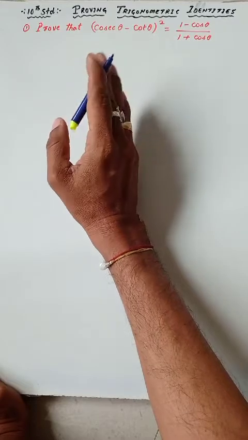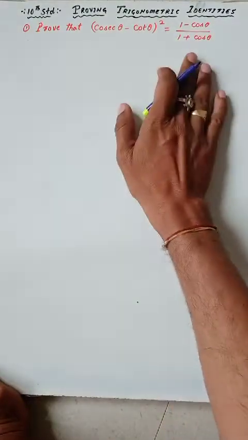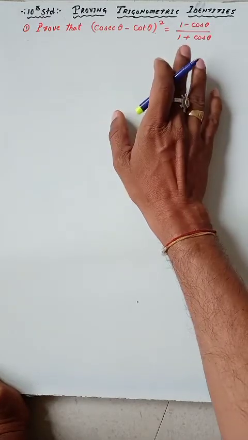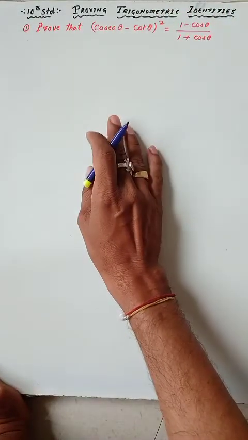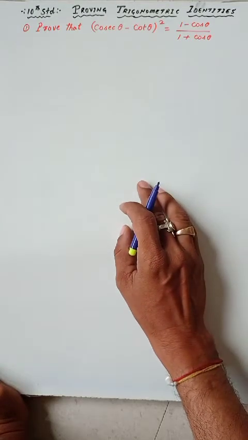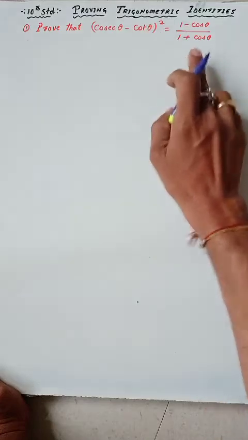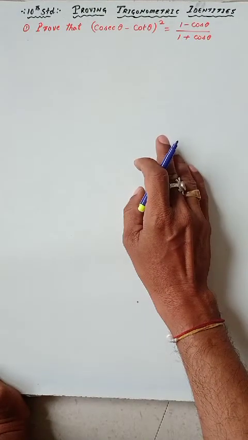We cannot have the idea directly. You just have to look over the LHS and RHS. Okay, we have to prove by taking LHS or RHS into LHS here. Okay, we have to prove this. For example, let us consider one of the trigonometric identities, that is cosecant theta minus cot theta whole square is equal to, we have to prove it as 1 minus cos theta by 1 plus cos theta.